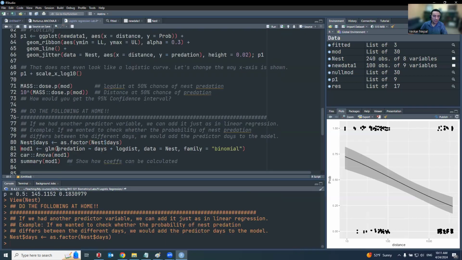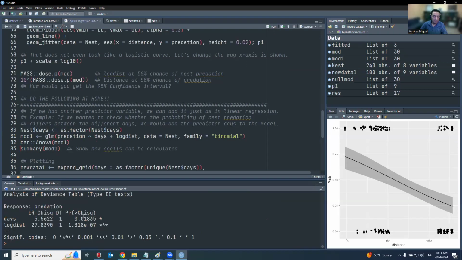Then, just as before with multiple linear regression or ANCOVA, we just add that second variable right into the GLM model on the right-hand side. So before we only had logdist, now we have days plus logdist, or you can do logdist plus days, doesn't matter. Everything else is the same. So mod 1, Anova. Now you get two rows, days and logdist. Clearly, days is also an important predictor variable because the p-value is less than 0.05. So days also affects whether predation occurs or not.